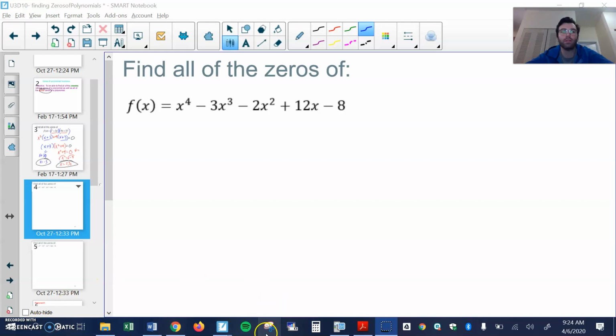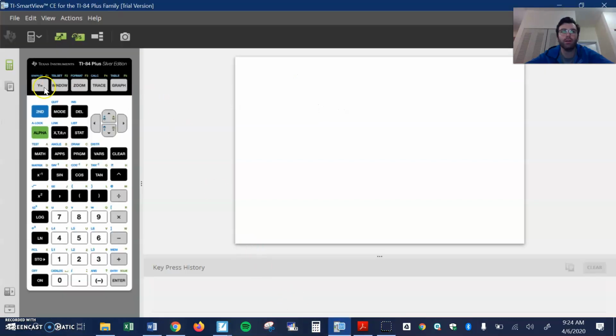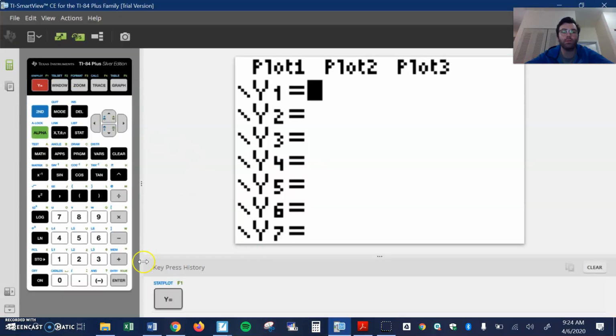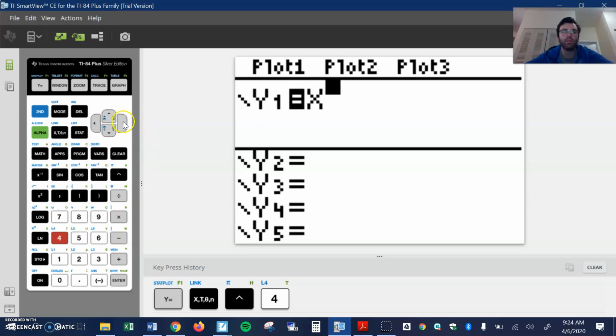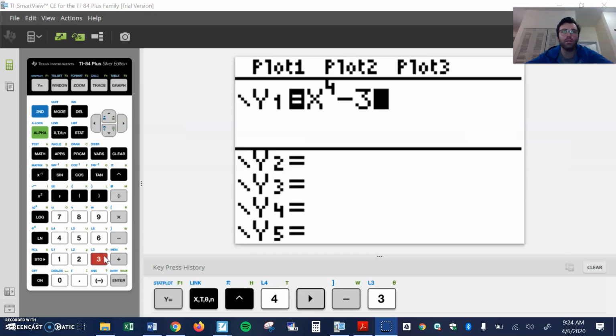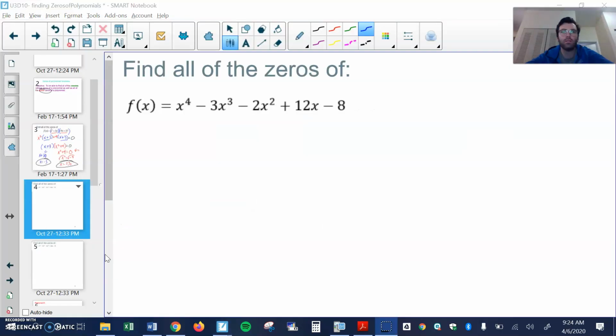Try. Hold on. So y equals. Go to your y equals. Now you can see my keystrokes down here. All right. x to the 4th minus 3x cubed.